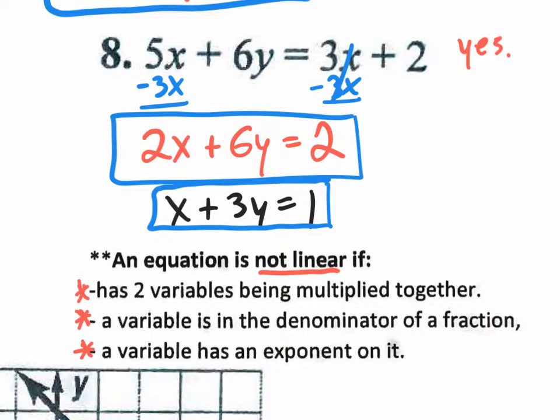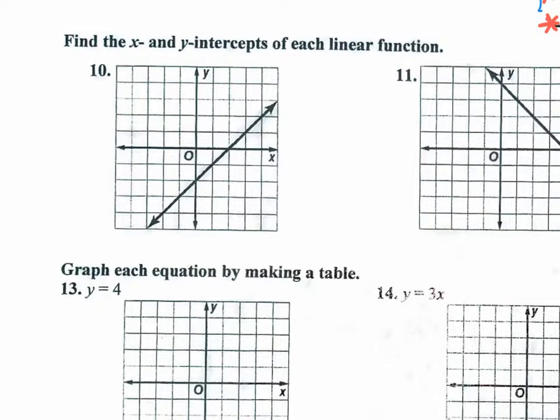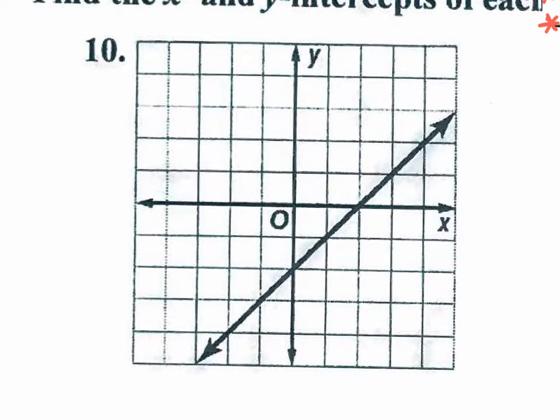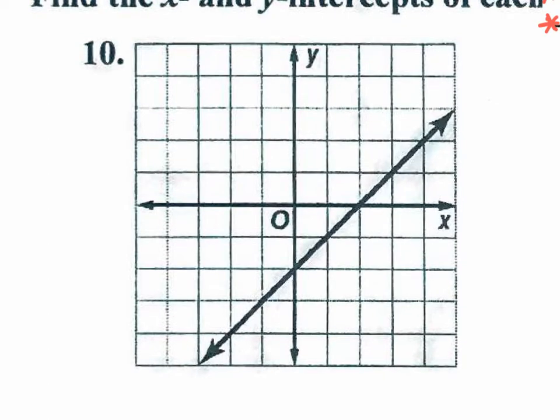Let's jump to number 10. So on number 10, they're asking us to find the x and the y-intercepts of each graph. Really easy to do. What is the x-intercept? After all, it's where your line crosses the x-axis. Here's the x-axis. Where does it cross the x-axis? At the x value of 2. So you could say this, x-intercept is equal to 2.